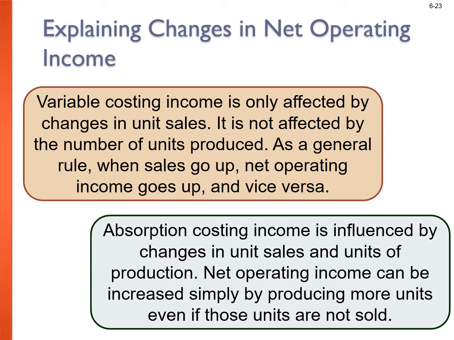Net operating income can be increased simply by producing more units, even if those units are not sold, because the expenses related to those are not being subtracted. So it almost artificially increases income. So you've got to keep that in mind. And we saw that already. Take a look back and think about that.